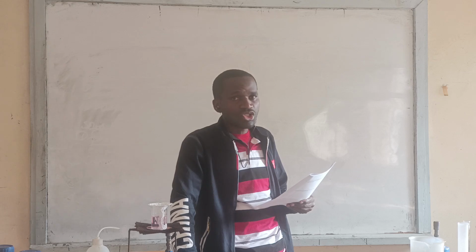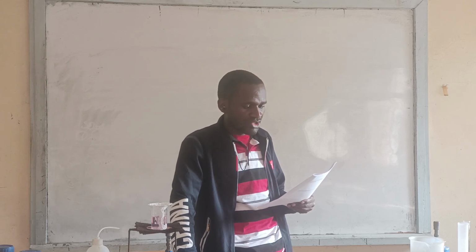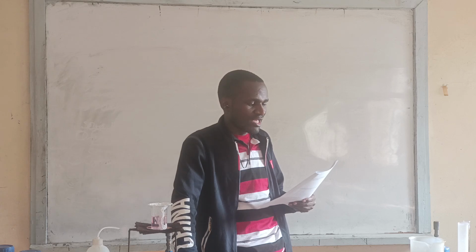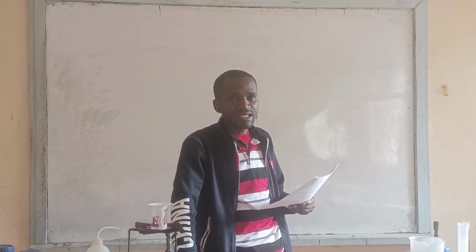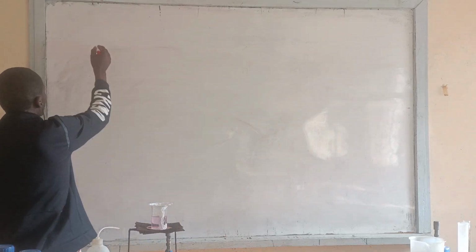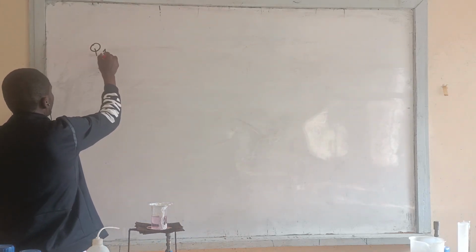The first question in section 1 of this paper says: without using mathematical tables or a calculator, evaluate (0.13 times 0.3 minus 0.003) divided by 0.09, giving the answer in decimal form. So I'm going to have this as my question 1.